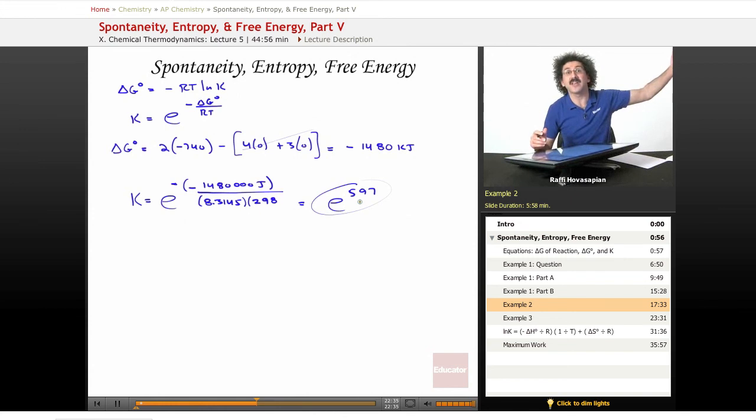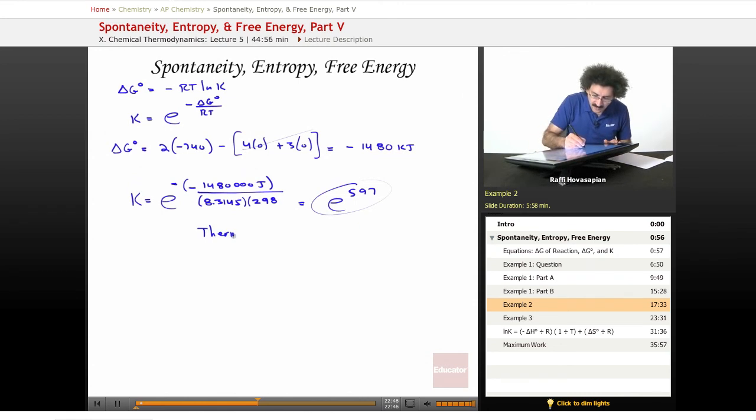There is no reactant left. It's all product. We would call this thermodynamically favorable. You'll often hear this term. Is this reaction thermodynamically favorable or unfavorable? Yes. As written, this is thermodynamically favorable at 25 degrees Celsius. The equilibrium constant is very, very high. And clearly the delta G is very, very negative: minus 1,480,000 joules. That's extraordinary. Thermodynamically favorable.